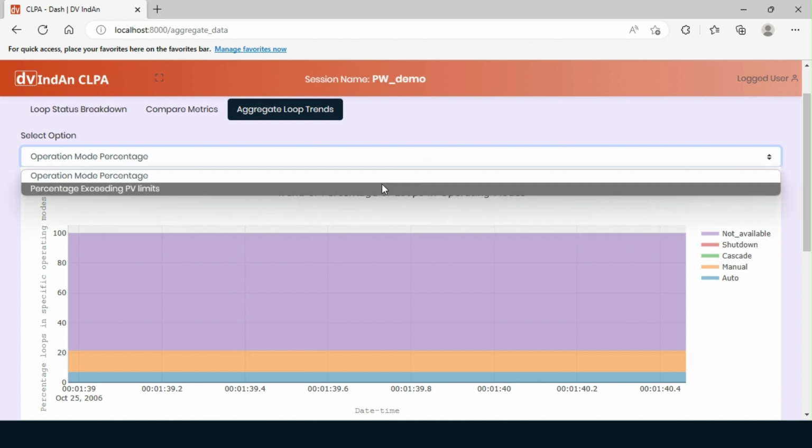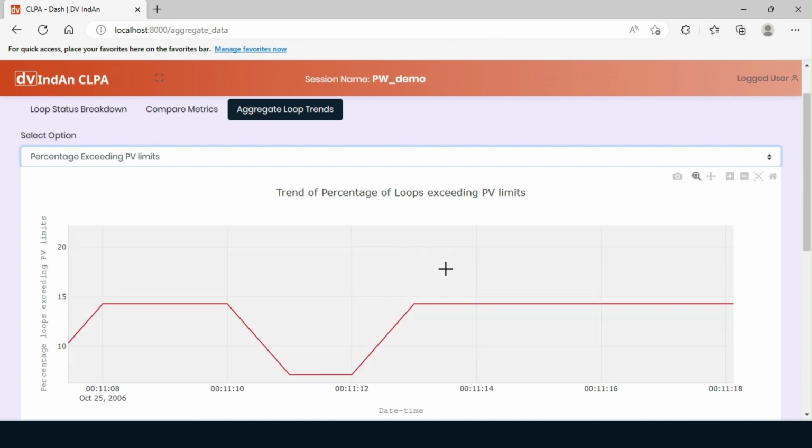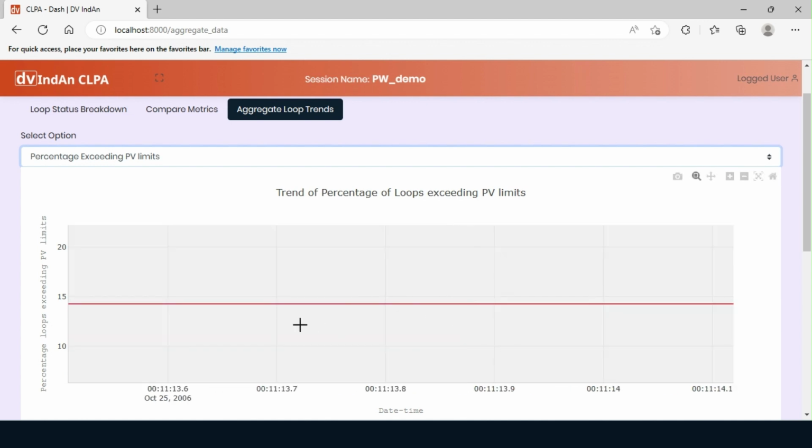The loops exceeding PV limits provide the details of the percentage of loops exceeding PV limits at any given time. At the instant shown, we can see that about 14% of the loops exceed PV limits.